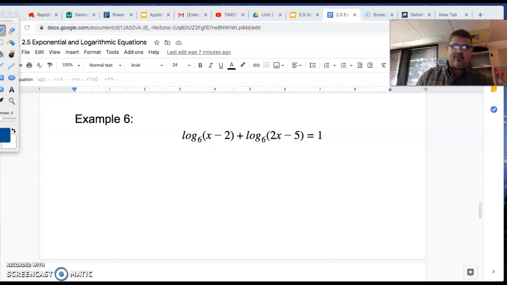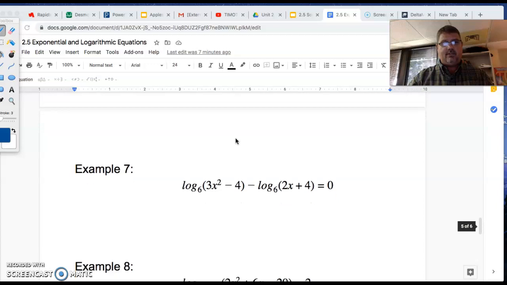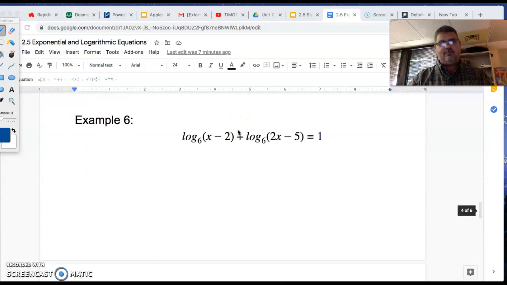Hey everybody, welcome back. We're going to solve a logarithmic equation. We call it degree 2, and we're going to do two of them. We're going to do this one right here with a sum, and we're going to do this one right here with a difference, and we're going to start with the sum.